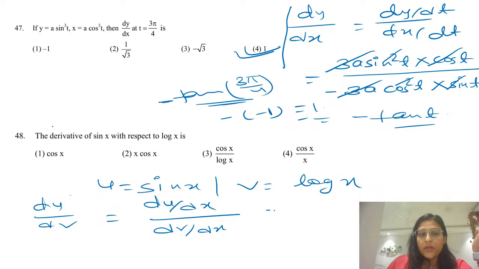So du by dx is cos x, and the differentiation of log x is 1 by x. It will become x cos x. Which option is correct here? Option 2 is the correct one.